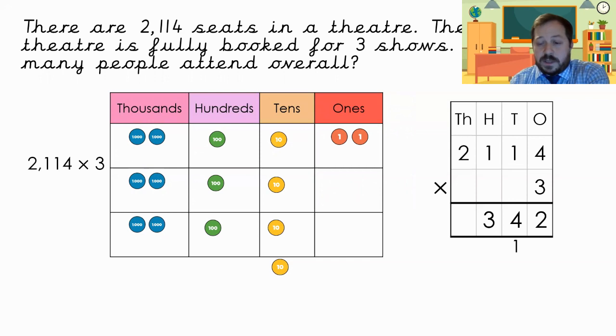And finally, we look in the thousands column. We do 3 lots of 2,000s. 3 times 2 is 6. So in total, we have 6,000. It goes in there.